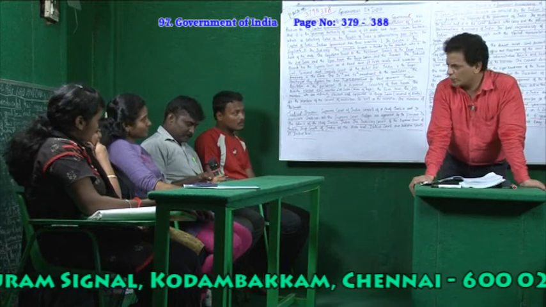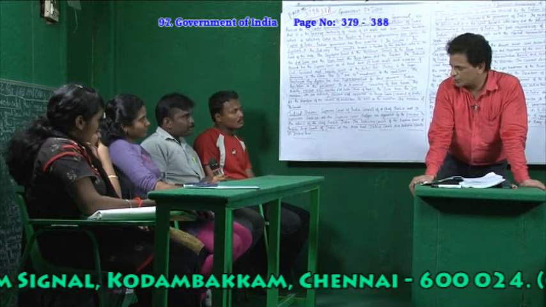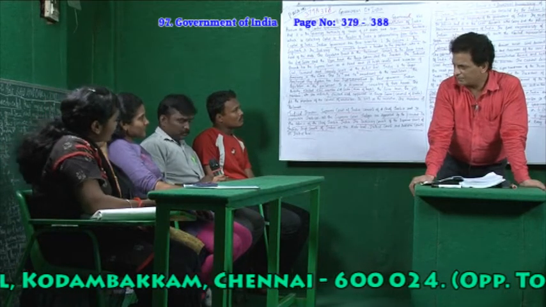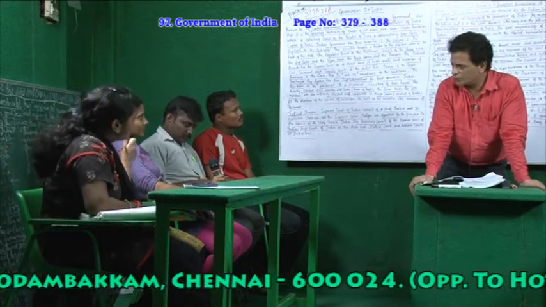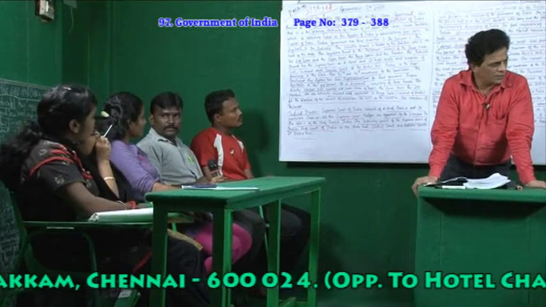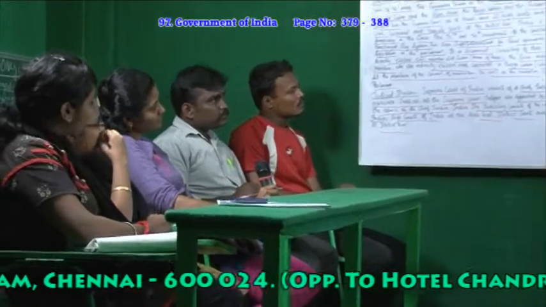How many states do you have? Two houses, upper house and lower house. Bicameral. Bicameral means you have an upper house and a lower house. How many states in India have it? Six states. Very good.